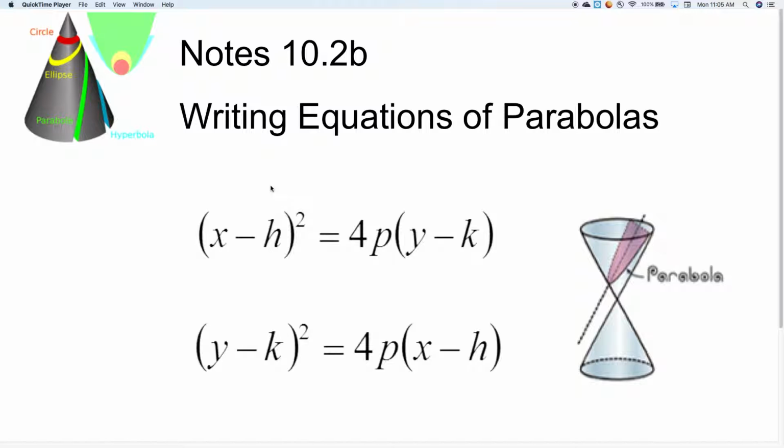Okay. So we're going to start with parabolas today because those are kind of different than ellipses and hyperbolas. But you'll see on your gold sheet and on the board over here, tomorrow we're going to do ellipses and hyperbolas together because they both have a squared and b squared in them.